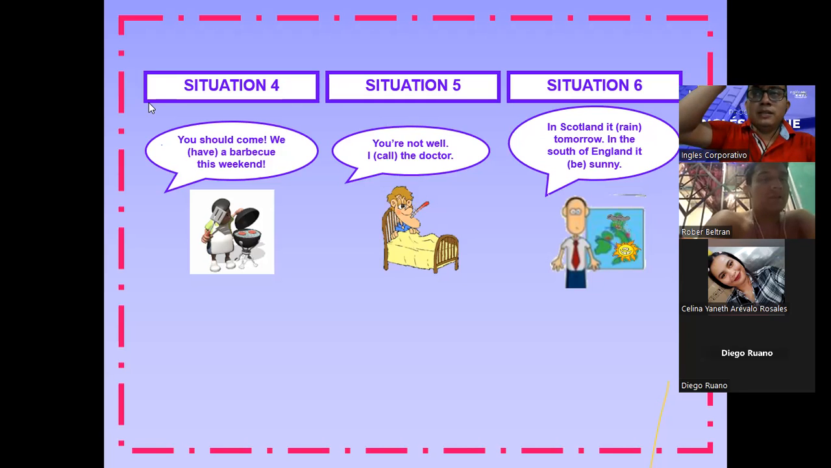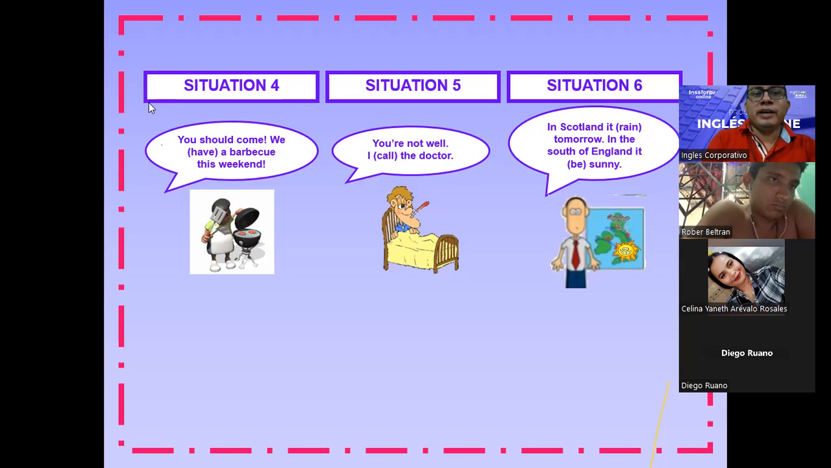Right. I'm in agreement with him. Okay. So anybody else? It sounds like I'm going to say this. Because it sounds like a plan, I agree with you that it's going to. But this one, you should come. We have a barbecue this weekend. For me, it sounds more like an arrangement that we already have prepared for this weekend.